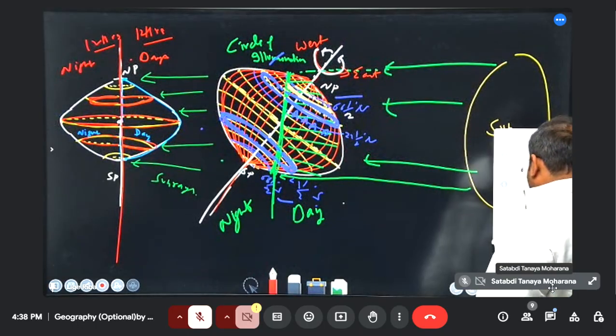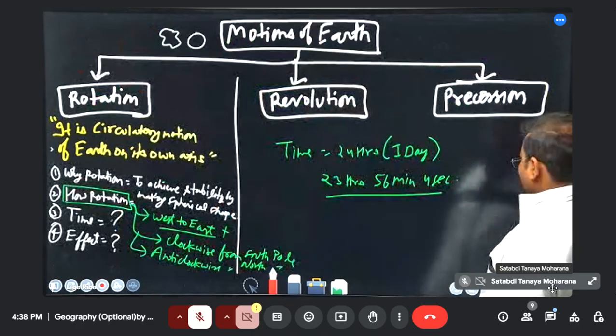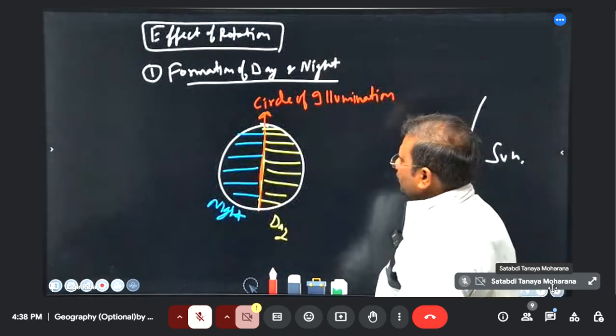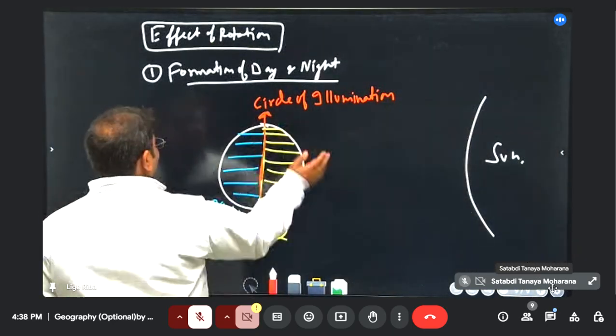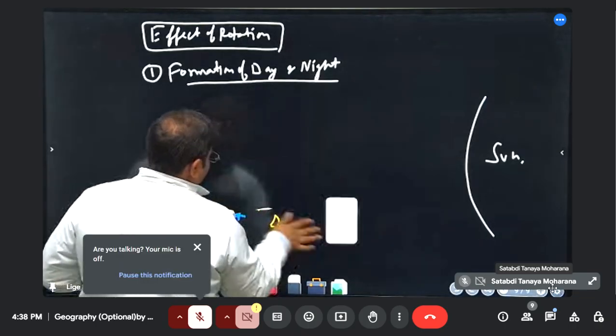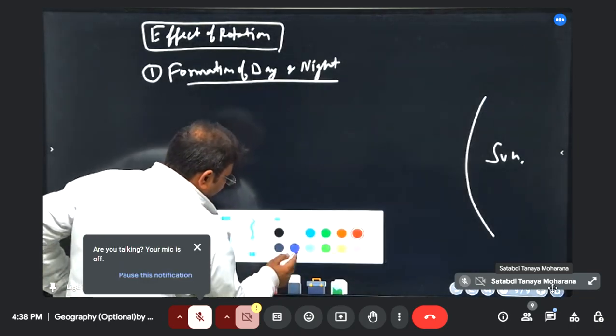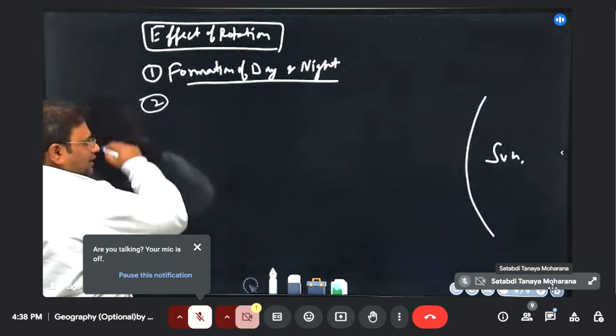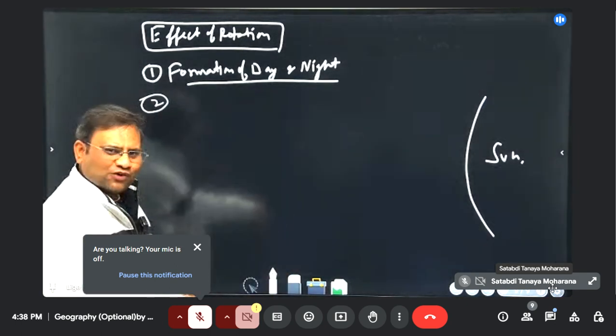Now come back here. Effect of rotation. So the first is the formation of day and night. Okay, let me rub it. See what is the second effect. The second main effect is the Coriolis force.